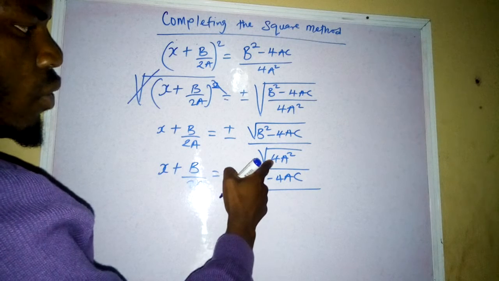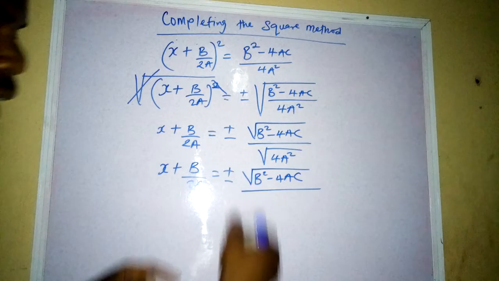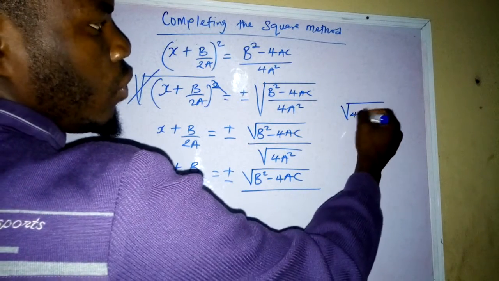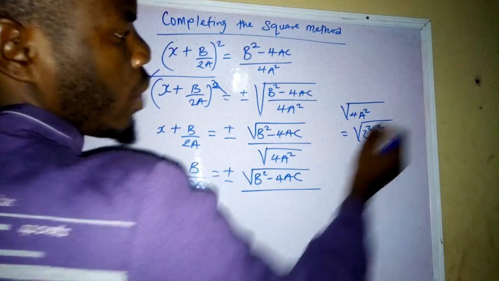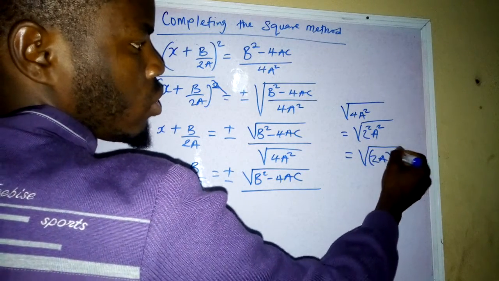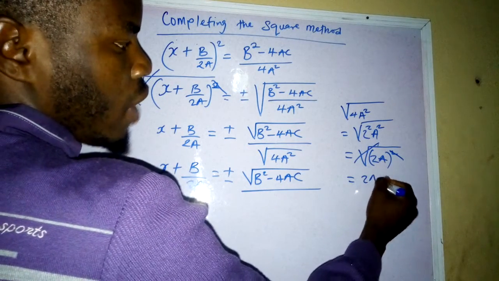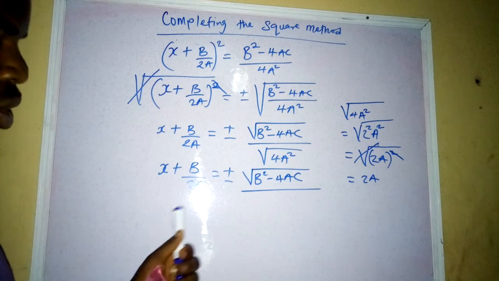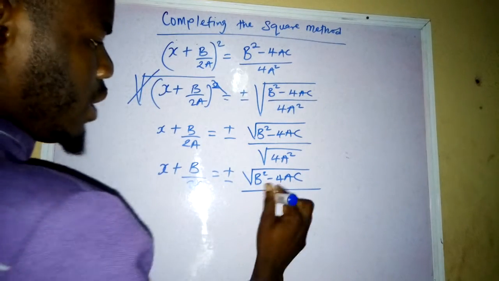What about the square root of 4a squared? The square root of 4a squared is 2a. How? I can quickly show us. We know that the square root of 4a squared can also be written as the square root of 2 squared a squared. And we can also write it as the square root of 2a all squared. And this square is gone with this square root, so we'll have 2a. So this is how I got the square root of 4a squared to be 2a. I hope you followed what I just did. So we're going to write it here.